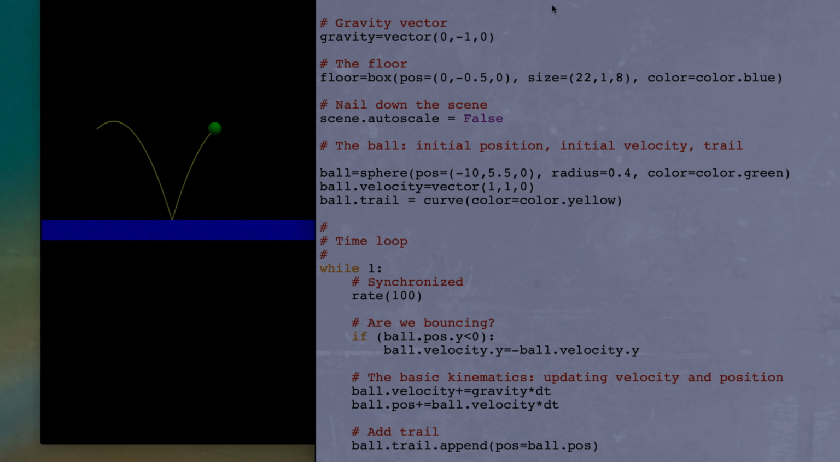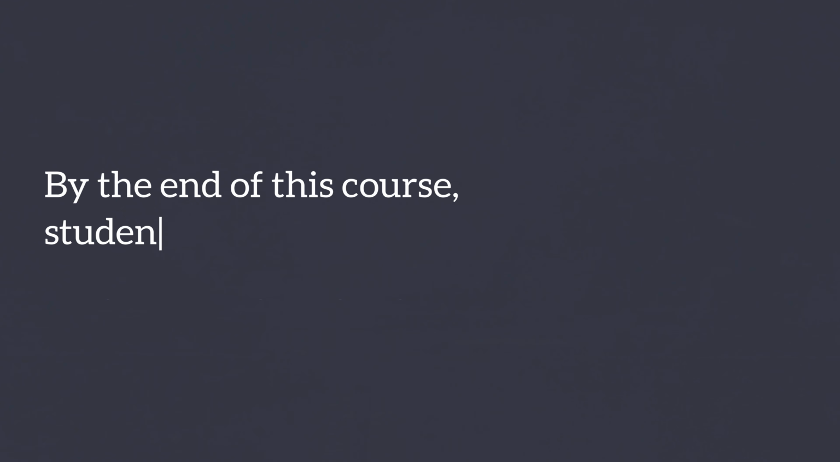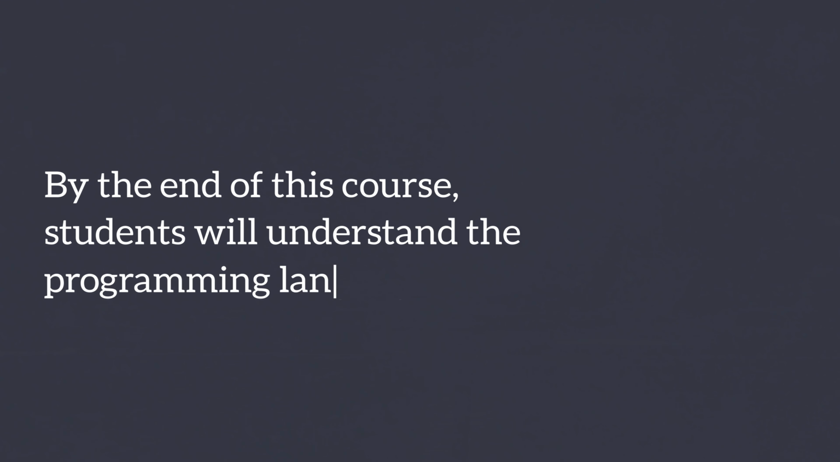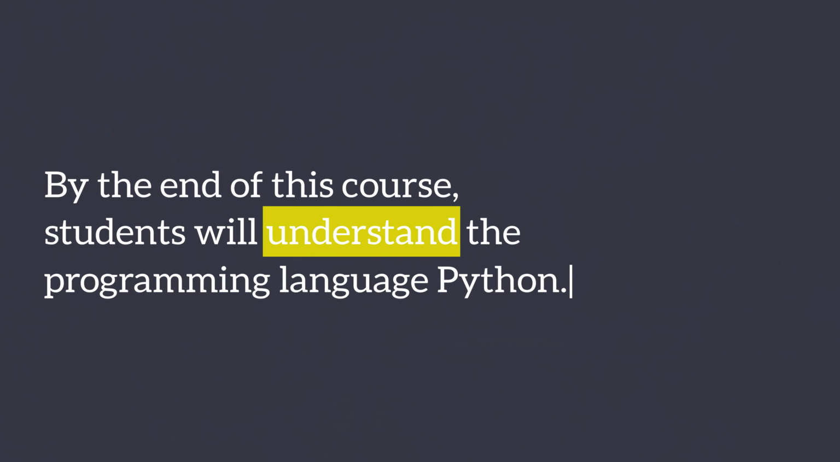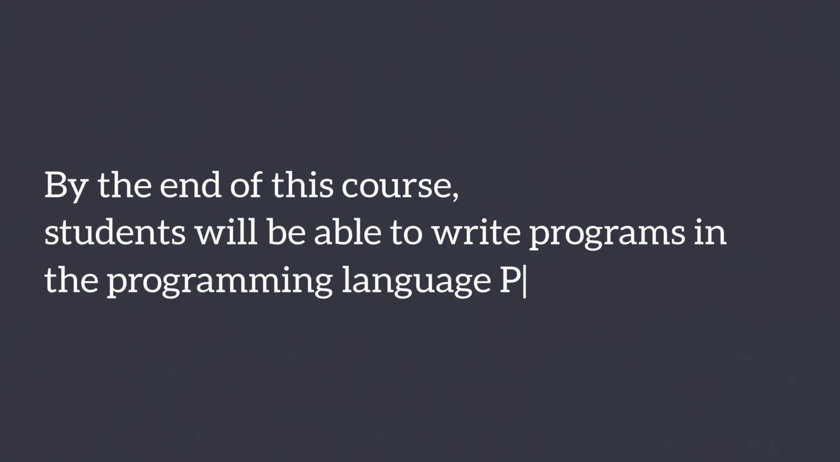But maybe we know that actually they should not just learn about Python, but understand its function and how it works. Let's change the sentence to, students will understand the programming language Python. But there's still a problem. How do you demonstrate understanding? The verb understand is not specific enough. What if we change the sentence to, students will be able to write programs in the programming language Python? Now we have a learning objective.